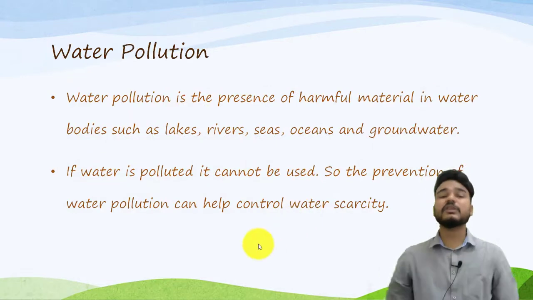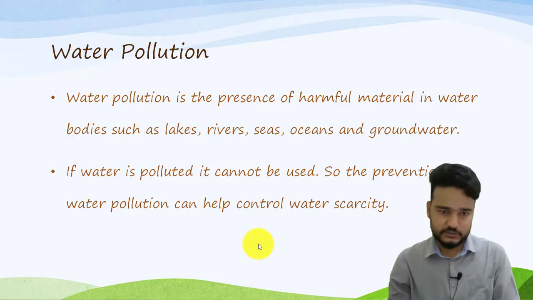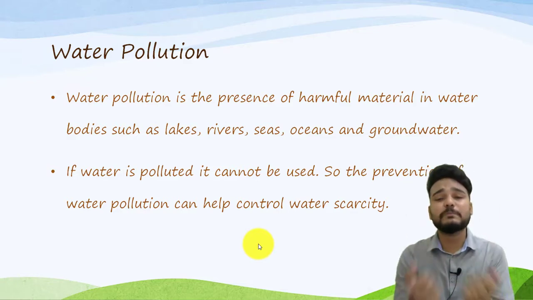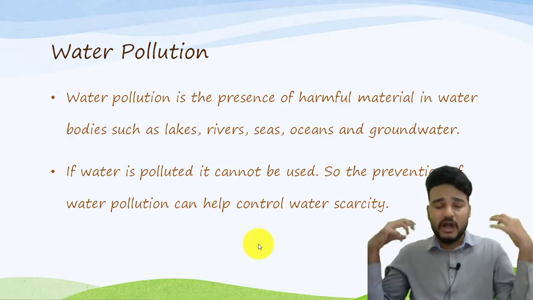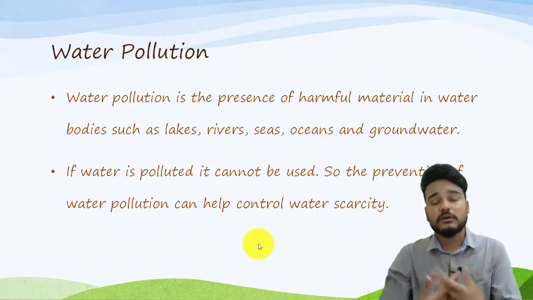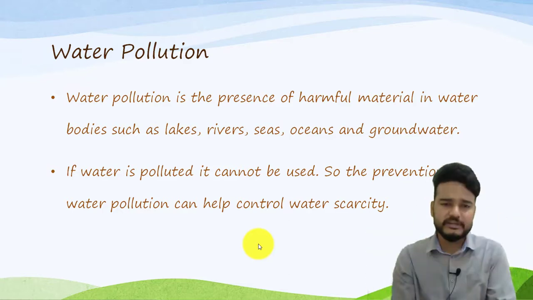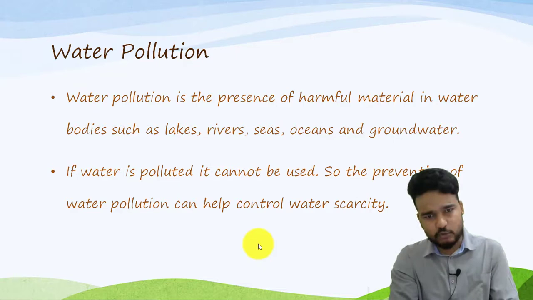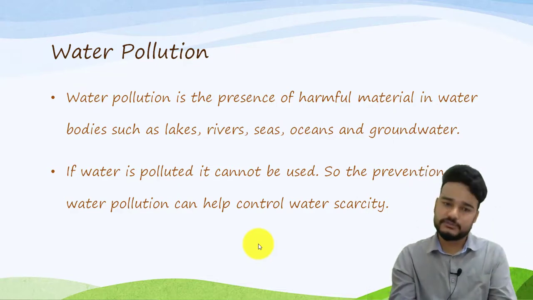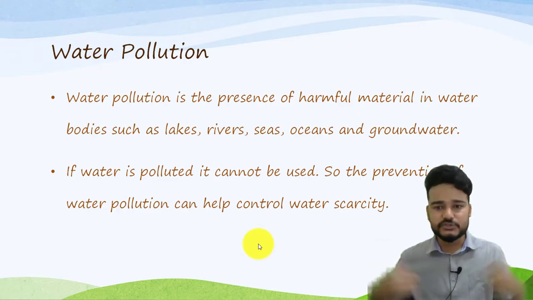Understood? Now water pollution. As we learnt air pollution, water pollution is also there. So water pollution means what? Presence of harmful material, harmful substances, okay, in water. जहाँ पे water we have stored, okay, or the sources of water like lakes, rivers, seas, oceans or underground, and when this harmful material get mixed into that water, water pollution happens. And if water is polluted, it cannot be used.